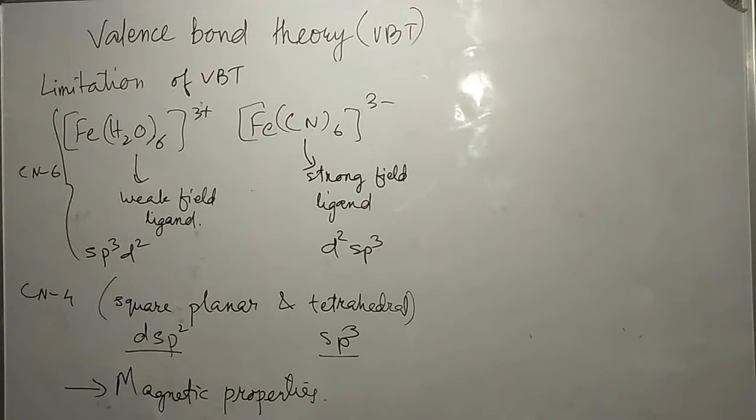The last one is magnetic properties. Here we have 2 types. If it contains any unpaired electron, then we call it paramagnetic. If all the electrons are paired, we call it diamagnetic. But it could not give any detailed explanation about that, so valence bond theory failed in those things.